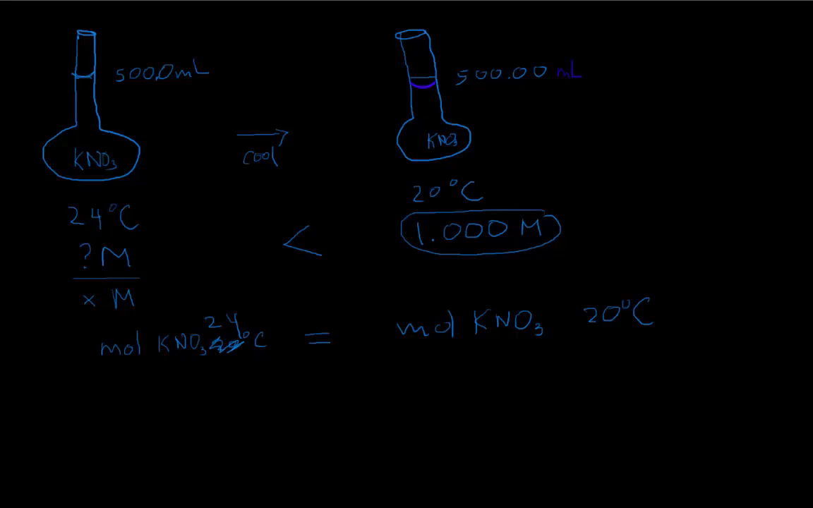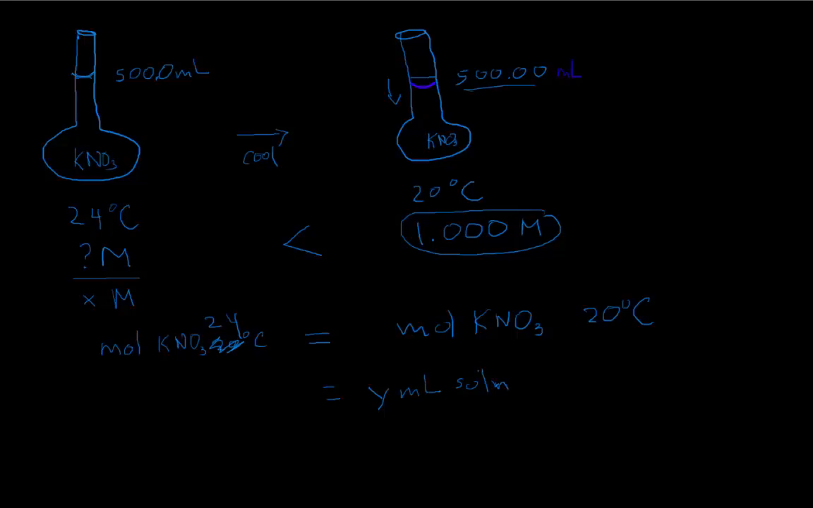Since the moles are the same, we can set up something that looks kind of like a dilution equation. Over here at the 20-degree side, we don't know what the volume of this solution is, right? Because it shrank down a little bit from the 500 milliliters on the marking. So we don't know what that volume is. Let's call it Y. So we've got Y milliliters of solution.